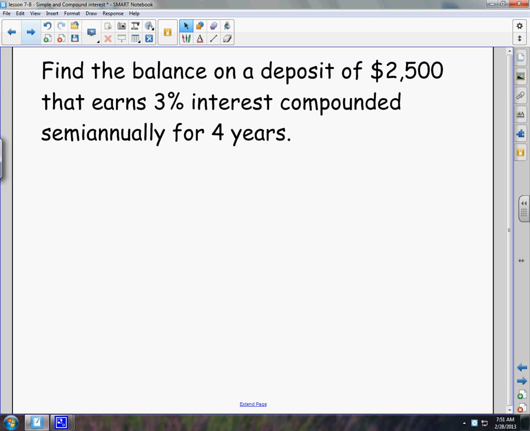All right, one last one. Find the balance on a deposit of $2,500 that earns 3% interest, compounds semi-annually for 4 years. So try this problem, and then we'll go over it.